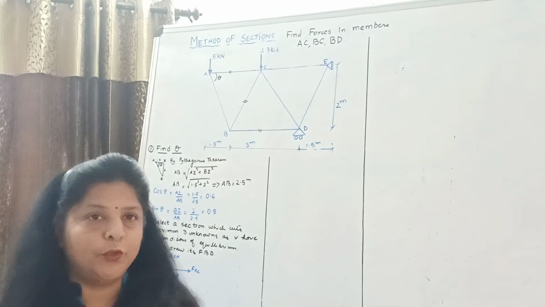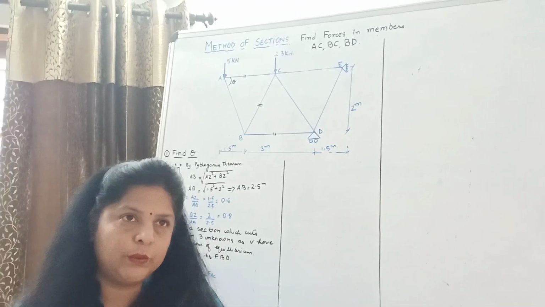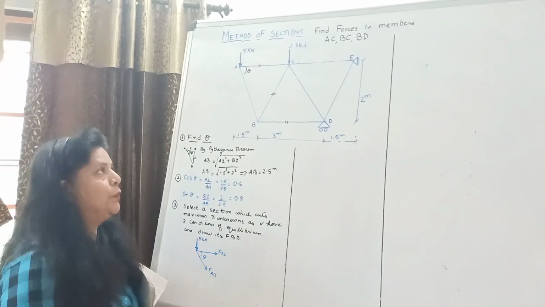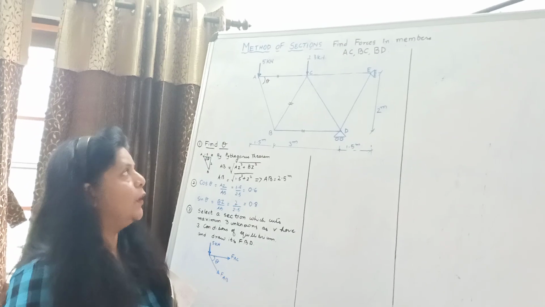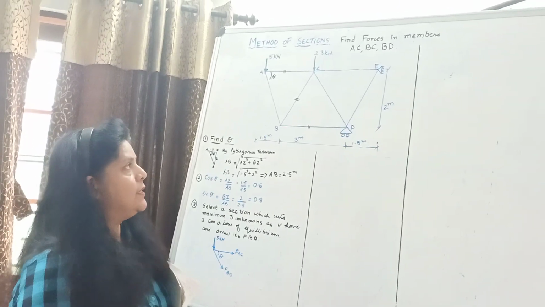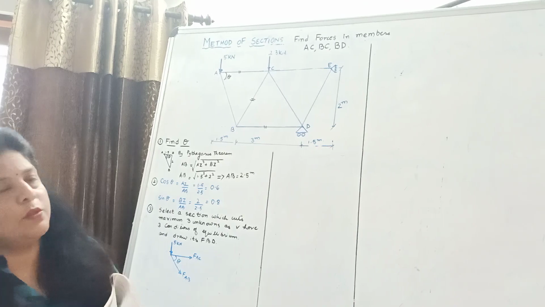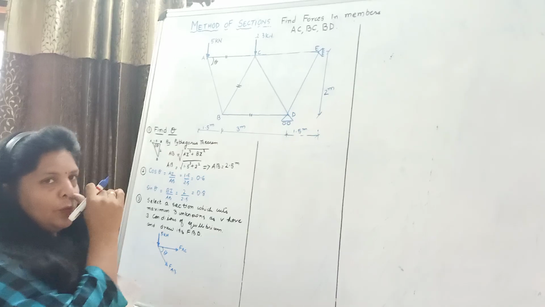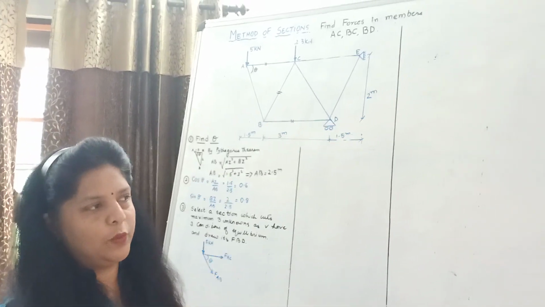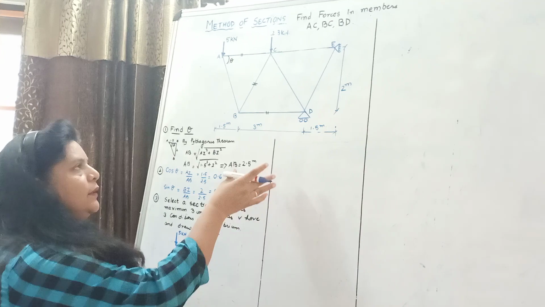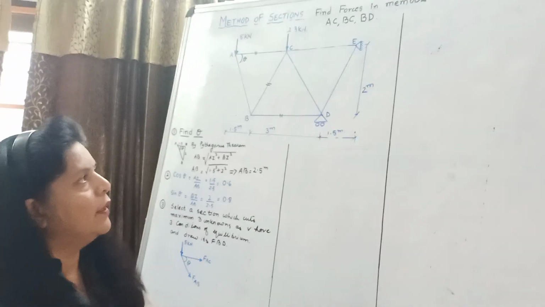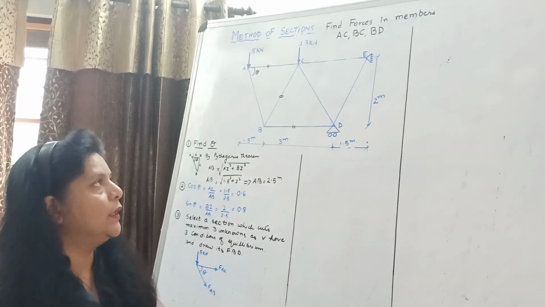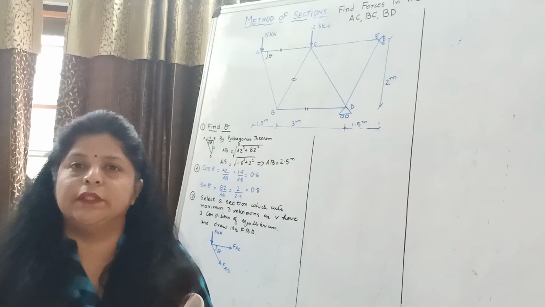This question was sent to me by one of the students studying in Nepal, and he wanted me to solve this problem in which I have to find the forces in the members AC, BC and BD using the method of section. I'm shifting to my new topic rather than continuing with my unit 3 because the student wants it in a bit of a hurry.